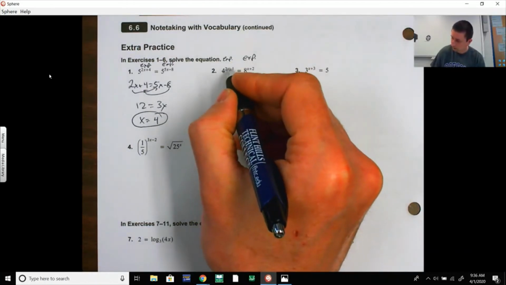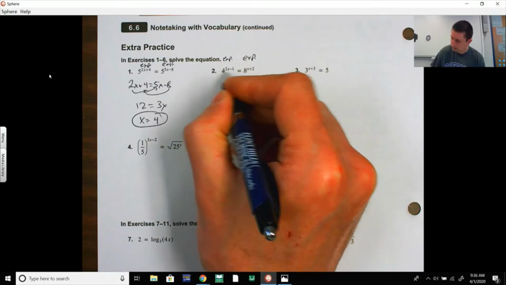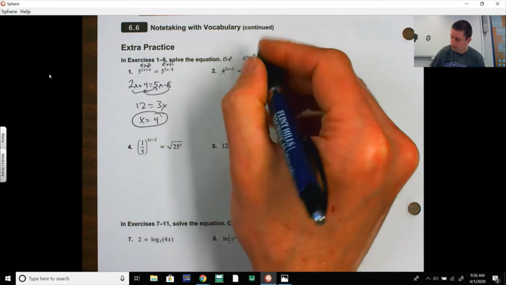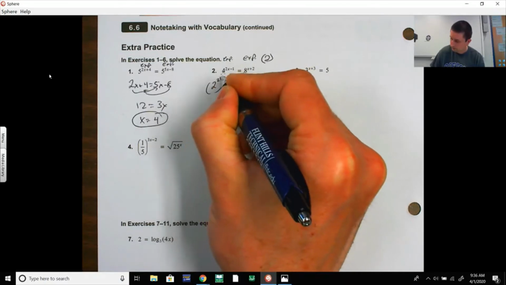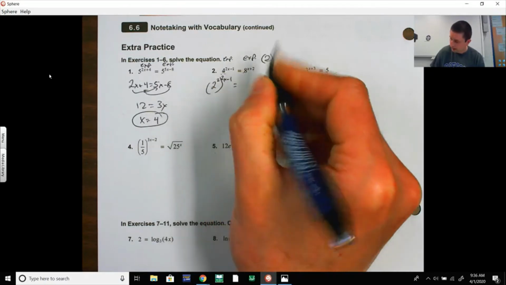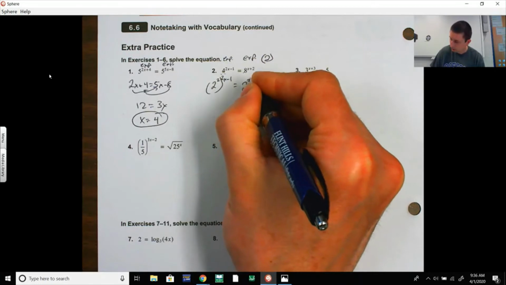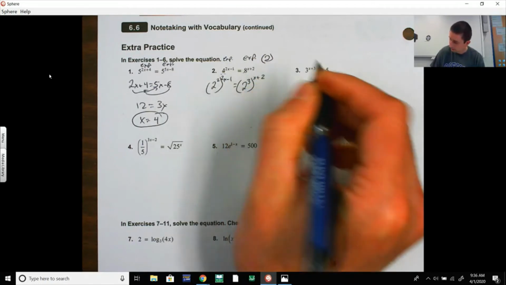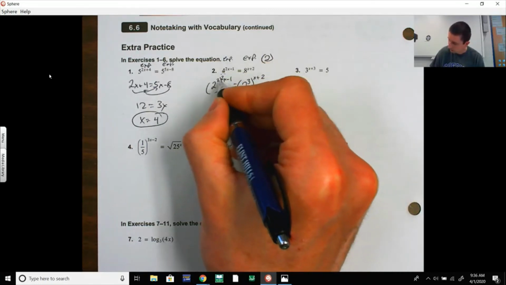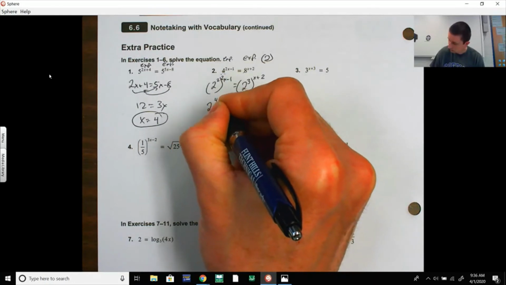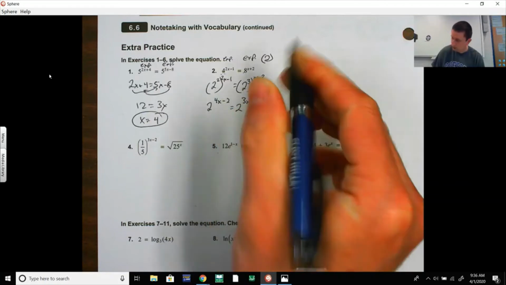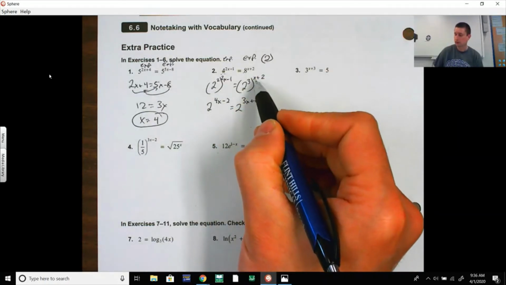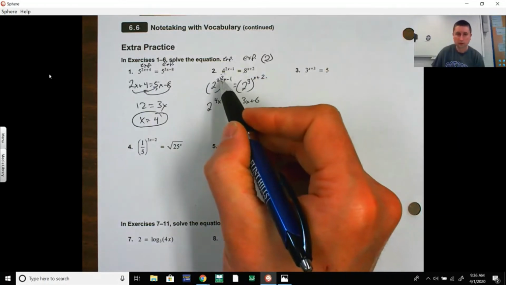So 4 to the 2x minus 1. You notice you have a 4 and an 8. Both of those have a common base of 2. 4 can be written as 2 squared, raised to 2x minus 1. 8 can be written as 2 cubed, raised to x plus 2. So multiply these through, distribute that. So 2 to the 4x minus 2 has to equal 2 to the 3x plus 6. Make sure you distribute that exponent to both parts, the x and the 2. This 2 goes to the 2x and the 1.